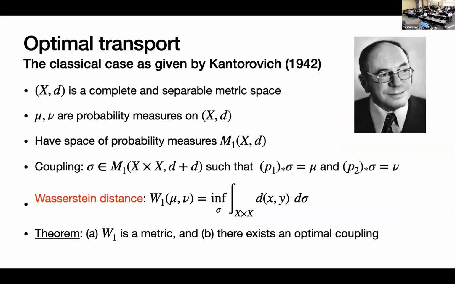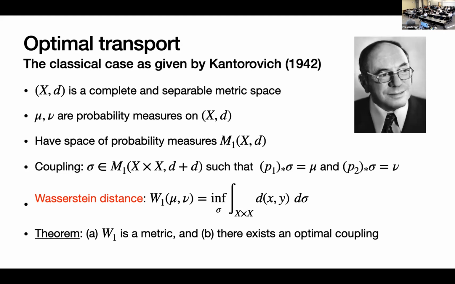And our transportation plans are given by couplings. So these are probability measures in the product space, whose marginals are the input and output probability measures. And the cost of our coupling is given by integrating the distance function. And the Wasserstein distance is the infimum over all possible couplings. Okay, so the theorem is that this gives us a metric, it satisfies the triangle inequality. And furthermore, there exists an optimal coupling.